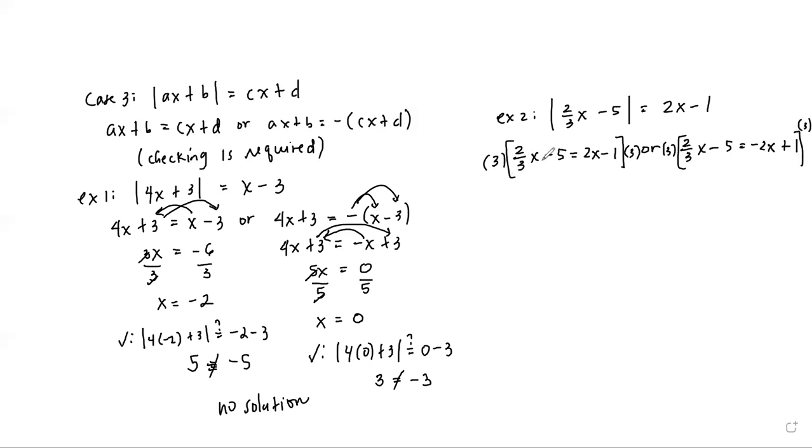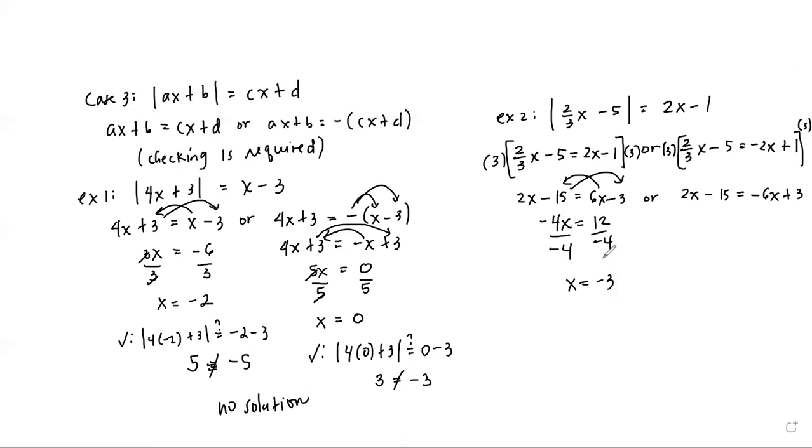So for the first equation, the left side becomes 2x minus 15. And then the right side becomes 6x minus 3. And for the second equation, the left side becomes 2x minus 15, while the right side becomes negative 6x plus 3. So transposing 6x to the left side, we get 2x minus 6x, that's negative 4x. And then negative 15 transposed to the right side, we get positive 12. And then dividing both sides by negative 4, we get x is equal to negative 3.